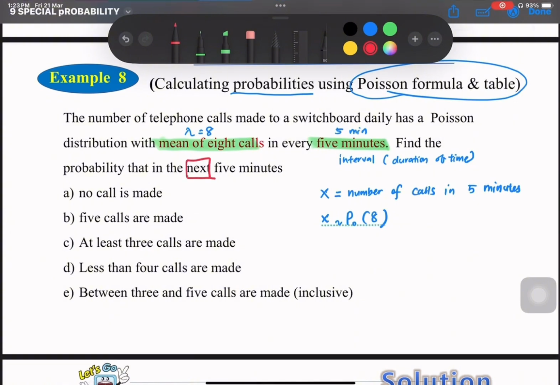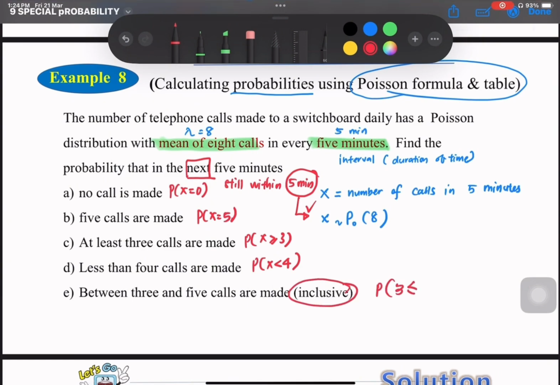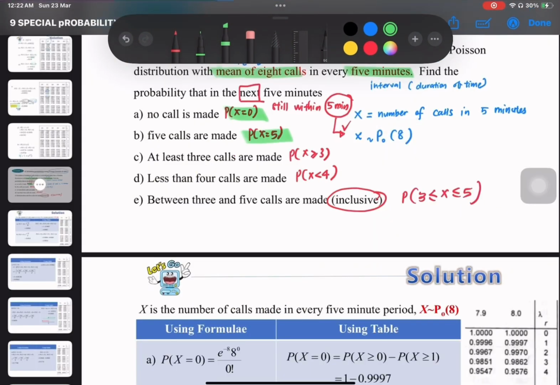The question asks you to find the probability that in the next 5 minutes, so it means it's still within the 5 minutes. First you can write: A, probability X equals 0; B, X equals 5; C, X is greater or equal to 3; D, X is less than 4; and E, probability 3 less than or equal to X and less than or equal to 5.